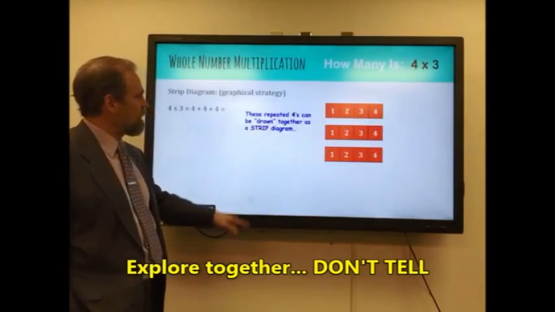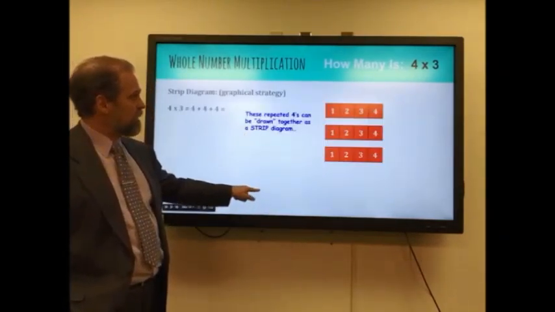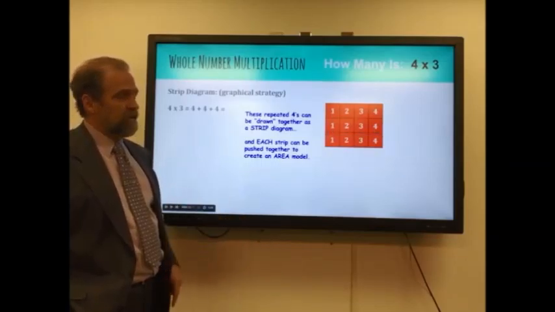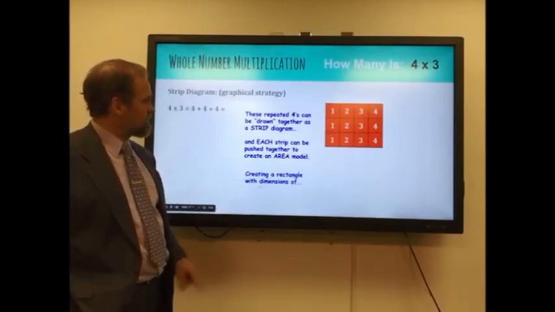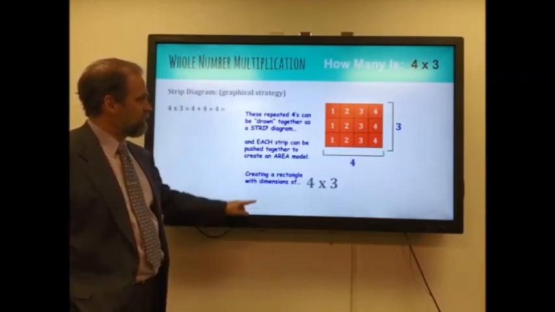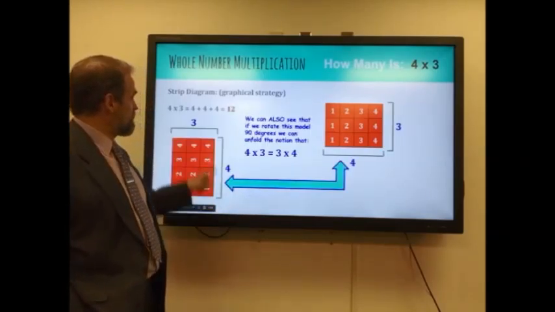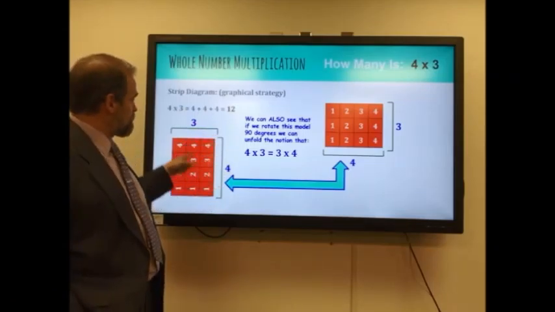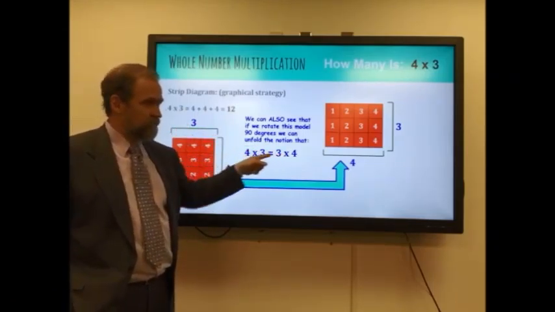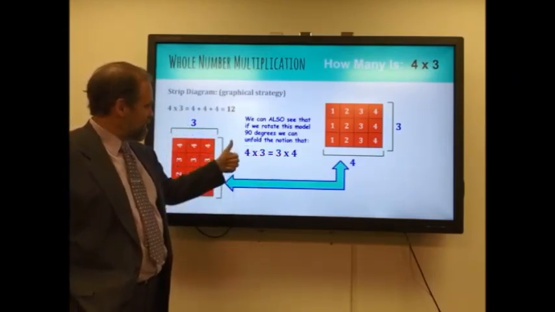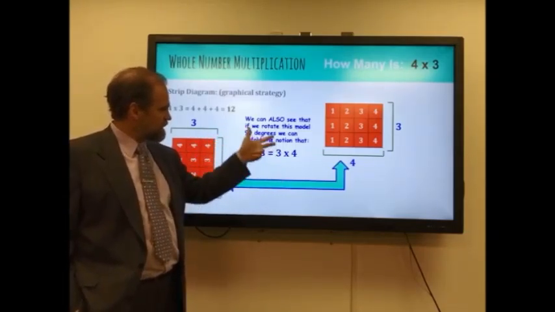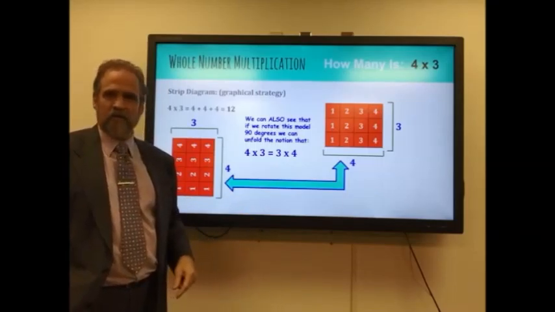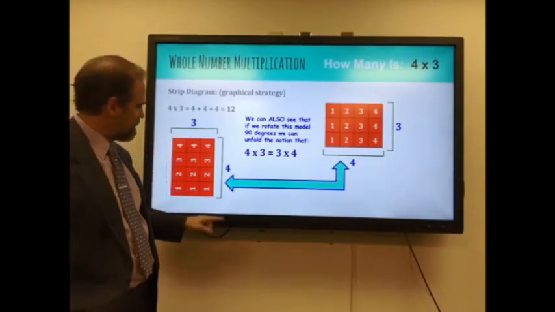But that's all right. Let's go to the graphical method. These are strip diagrams. I can push them together, and lo and behold, what do I have? I have the area model, right? And it's going to be 3 by 4, and therefore 3 by 4 means 4 times 3, which means repeated addition, which means 12 equals 12, right? 4 3 times is 4, 8, 12. 3 4 times is 3, 6, 9, 12. 12 equals 12. Is that true? Yes, it is.